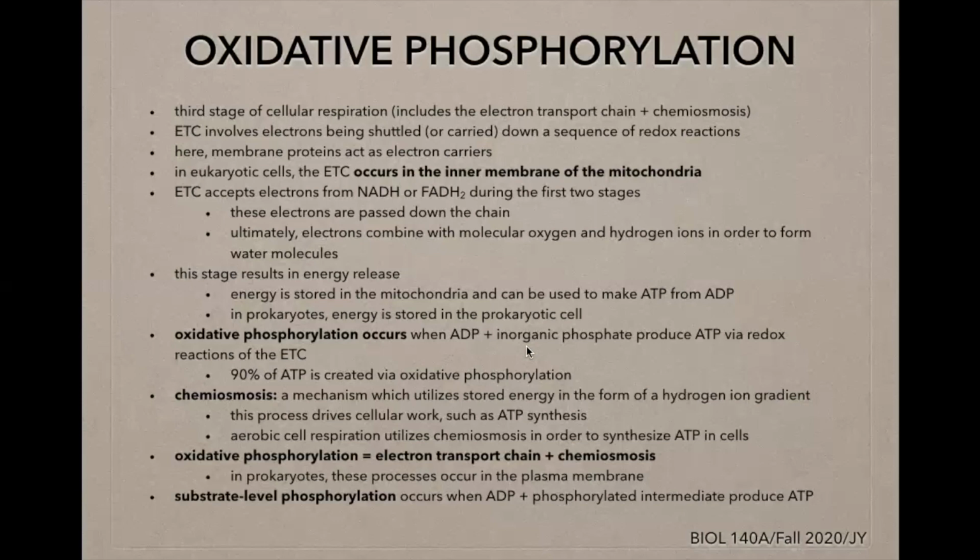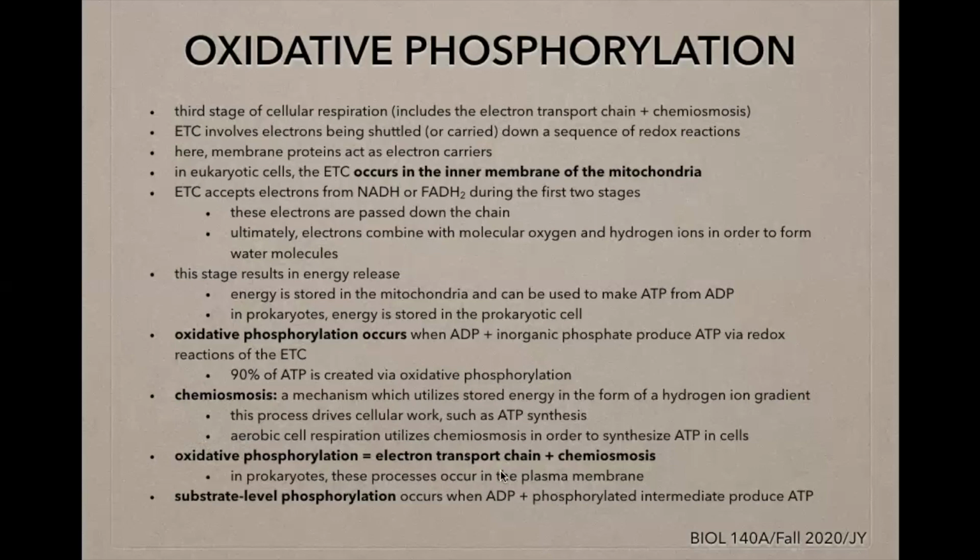Now, there is a term, chemiosmosis, that you should know about because it relates to oxidative phosphorylation. And this is a mechanism which uses stored energy in the form of a hydrogen ion gradient. And so chemiosmosis will drive cellular work, such as the creation of ATP, and therefore chemiosmosis is used in aerobic cell respiration. So pulling this all together, oxidative phosphorylation entails the electron transport chain as well as chemiosmosis.